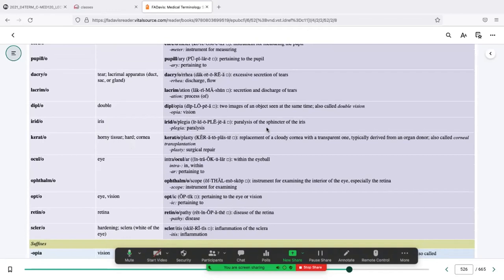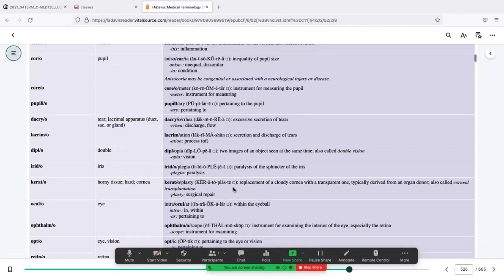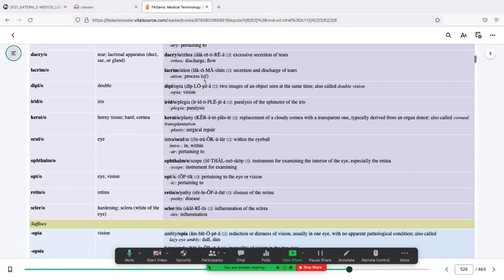Iridoplasia, remember paralysis. Now your iris is part of the opening that also belongs to your pupil. And if you have iridoplasia, the muscles there on the inside part of your eye that control the lens and all that stuff are probably paralyzed. And sometimes we do that on purpose so that we can look at your eye through a slit lamp, and we're going to show you what that machine is in a moment.